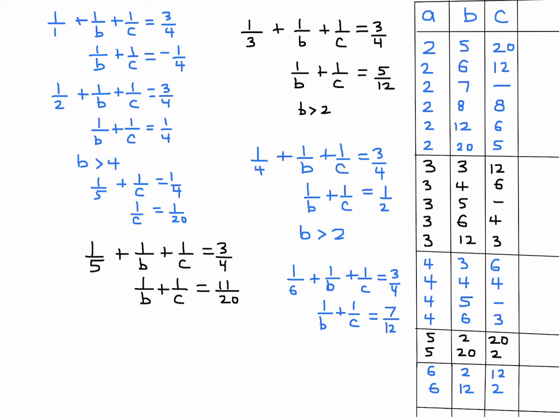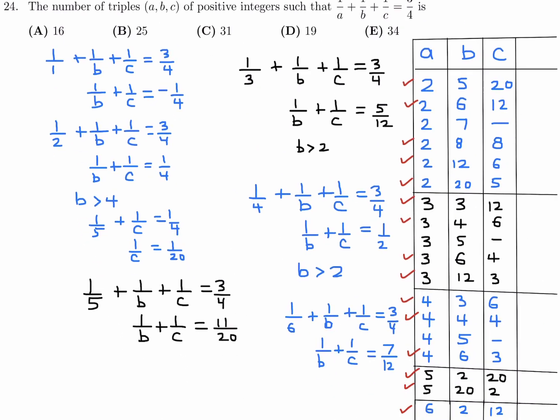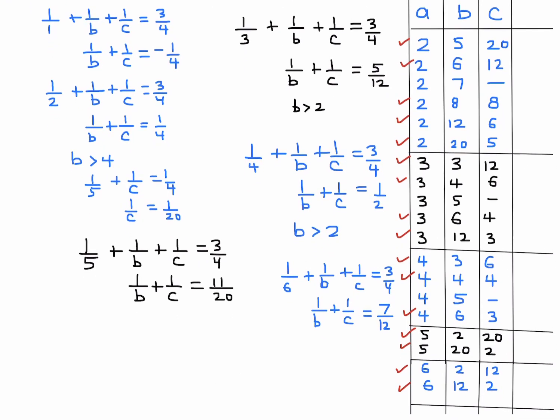Now, you say, okay, let me count up my integer solutions. I got 1, 2, 3, 4, 5, 6, 7, 8, 9, 10, 11, 12, 13, 14, 15, 16. Okay, 16 is one of the answers. But not so fast. Please do not circle that. Why? Because each of these has different combinations, correct? Like this one, there's 6 possible combinations.